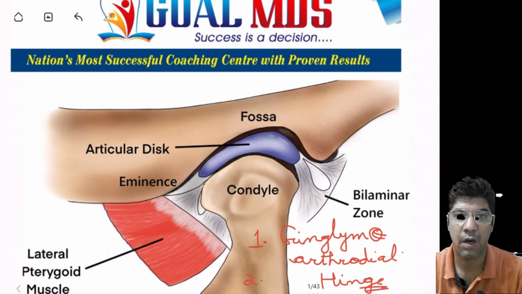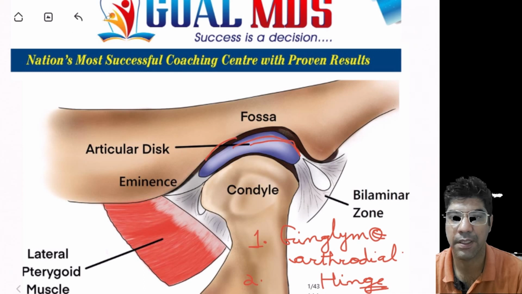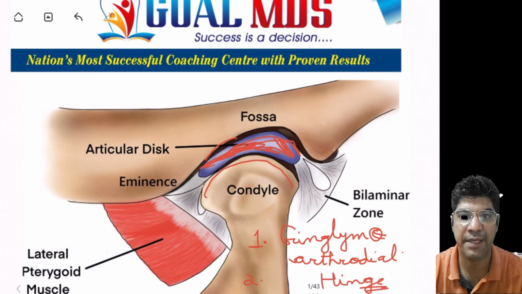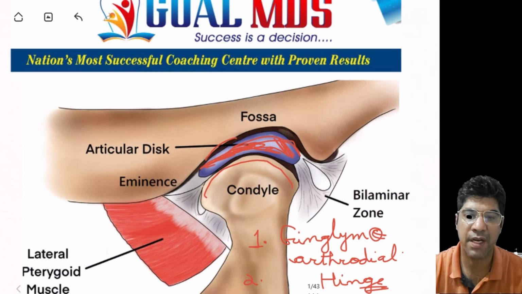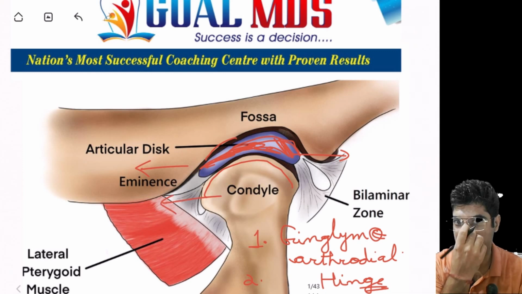This term allows for the sliding or gliding movement between the articular disc and the condyle. This one is the condyle and the articular disc. This blue color refers to the articular disc. So this gliding movement is important for actions like side to side movement and protrusion, that is the forward movement of the lower jaw.